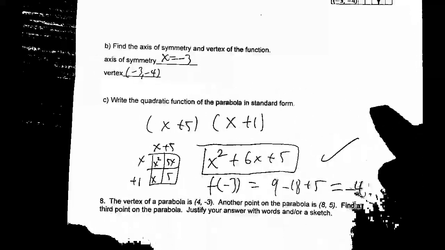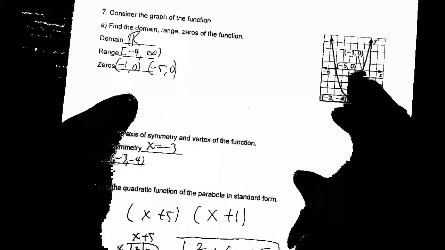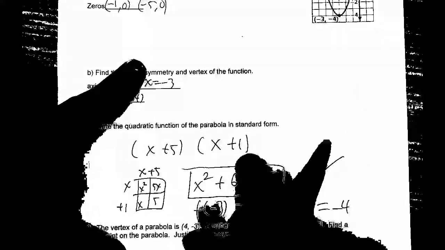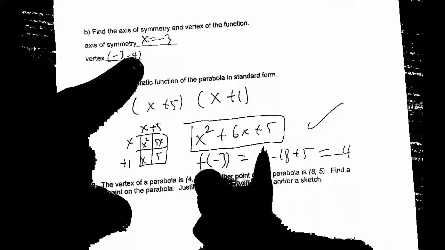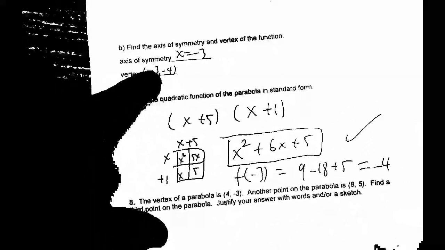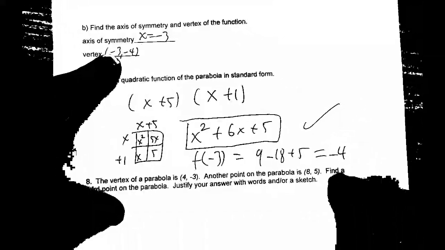So the way I did that is by looking at it, by knowing that the zeros are negative 1 and negative 5, I knew that the equation was (x plus 5)(x plus 1), and then I multiplied them together to get the standard form, and I just double checked it by plugging in the vertex, the negative 3, and making sure that I got negative 4. Okay.